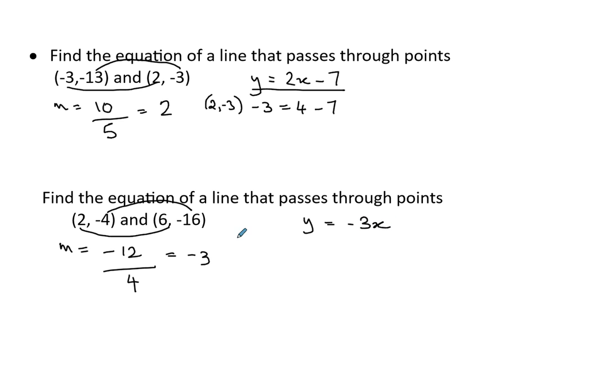Let's substitute one of the points. We'll do (2, -4). So instead of writing y, we write -4 equals. I always put the minus first, it's less overwhelming. And then 3 times 2 is 6. So you've got -4 equals -6. What do you do to -6 to get -4? Well, you have to add 2. So your equation becomes y equals -3x plus 2.